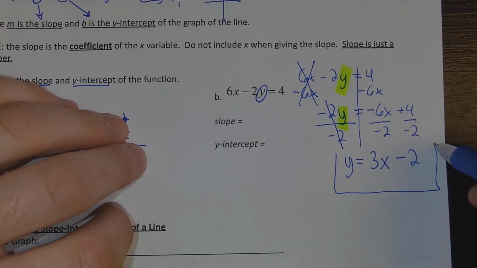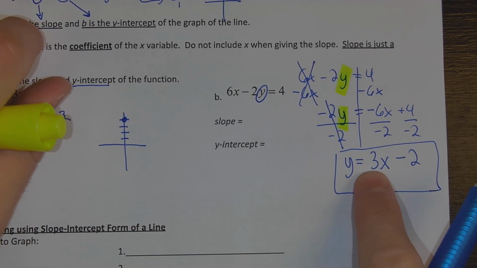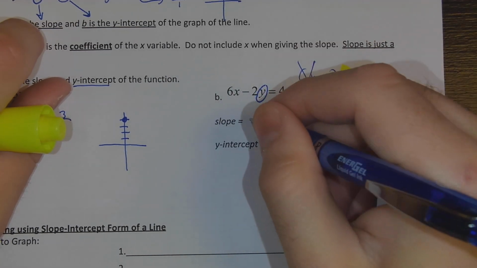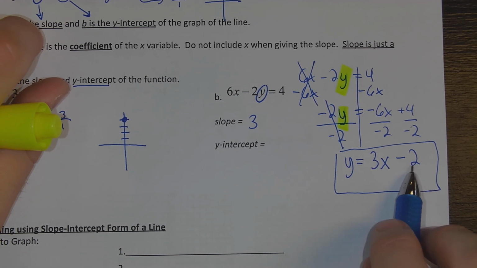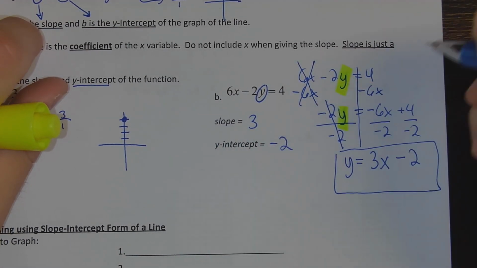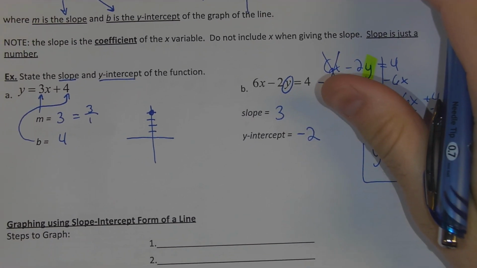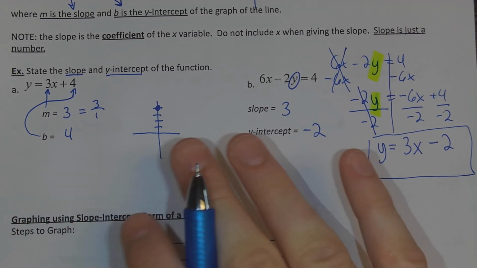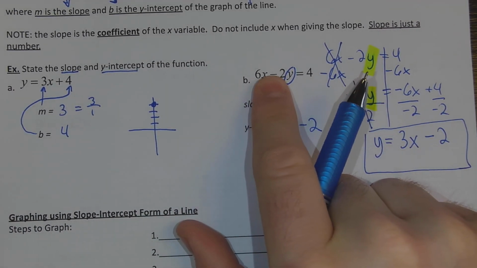So looking at this equation now, my slope is what? The number in front of the x, it is a 3. My y-intercept, the b value, is the number after the x term. It's going to be a negative 2. Okay? So looking at the equation, we should be familiar with finding m and b from a slope-intercept form equation. If it's not in slope-intercept form, like in part B, we now know what to do.